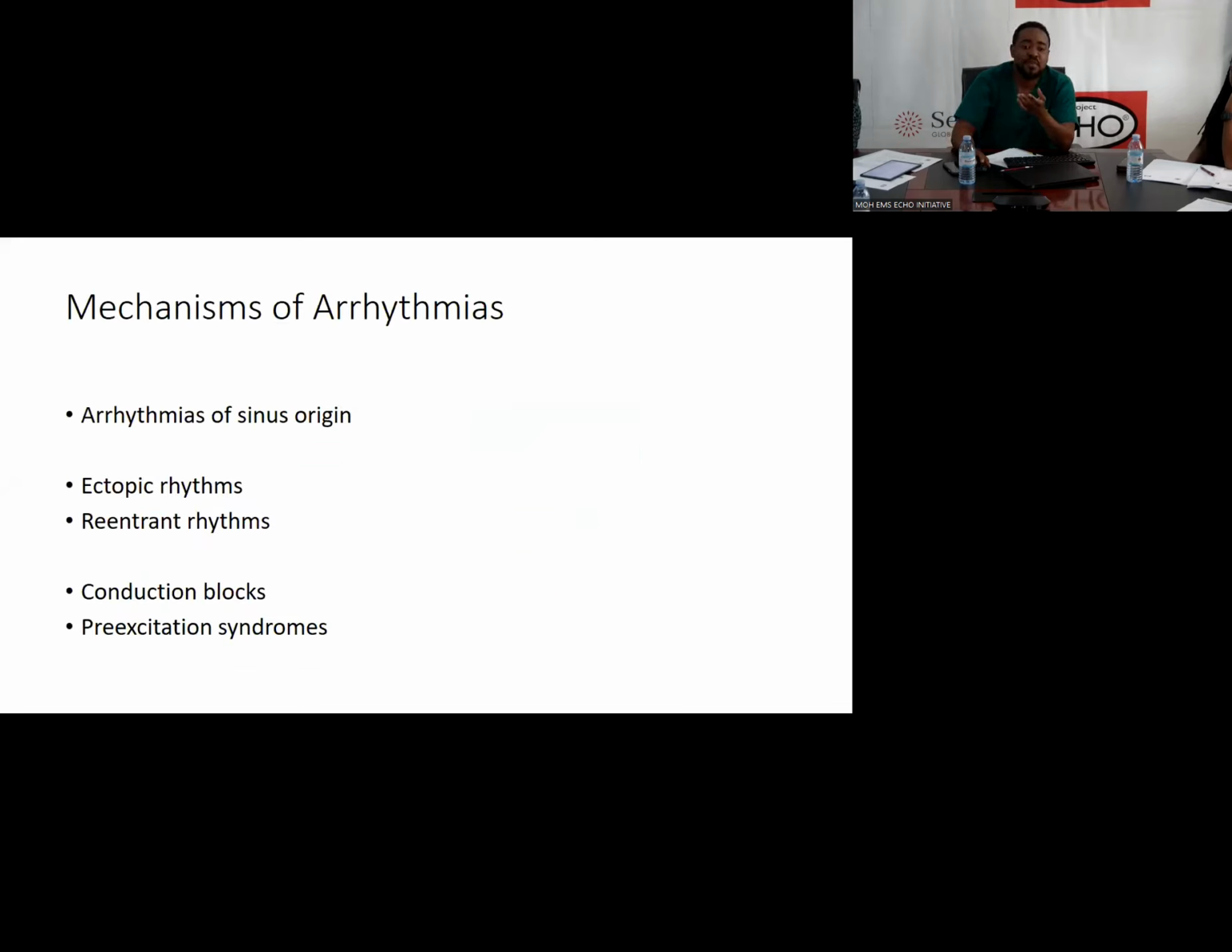So how do arrhythmias arise? Just thought I needed to talk about this briefly. Like I said, arrhythmias can arise from the sinoatrial node, which is the point of origin of electrical impulses in a normal heart. So if there's a problem within the source, which is the sinoatrial node, those are what we call arrhythmias of sinus origin. If they're arising from any part outside the normal conduction pathway, those are the ones that we call ectopic rhythms.